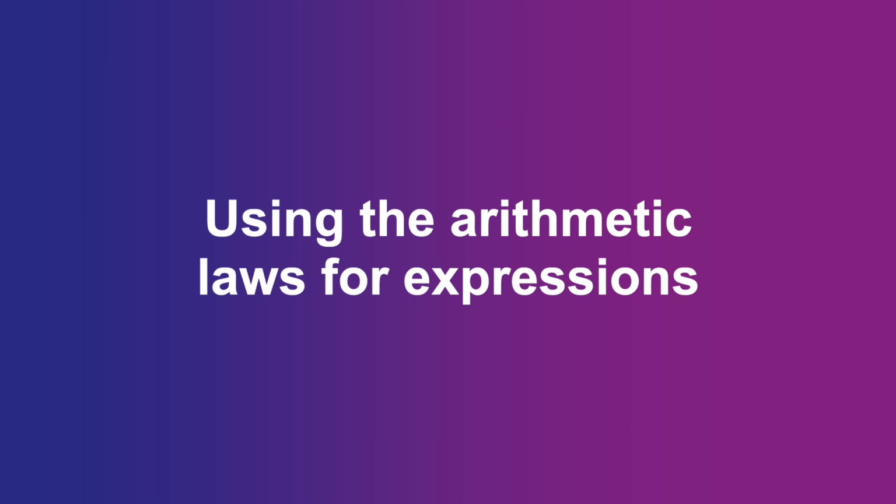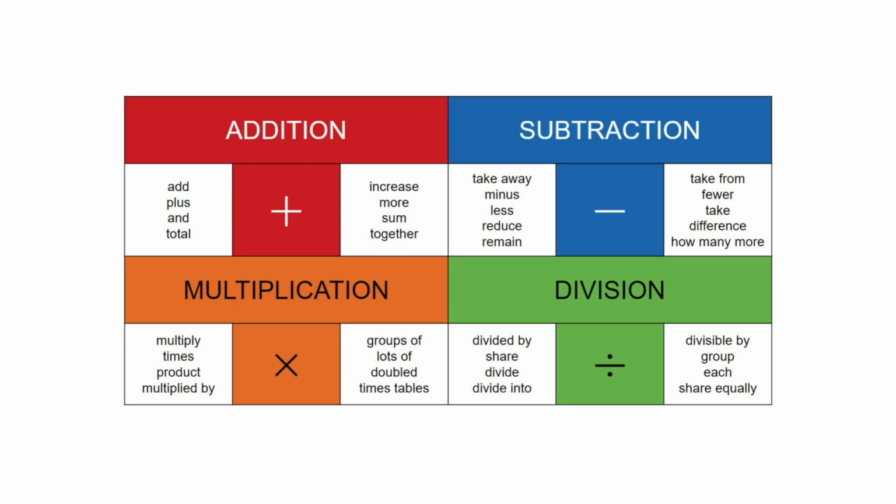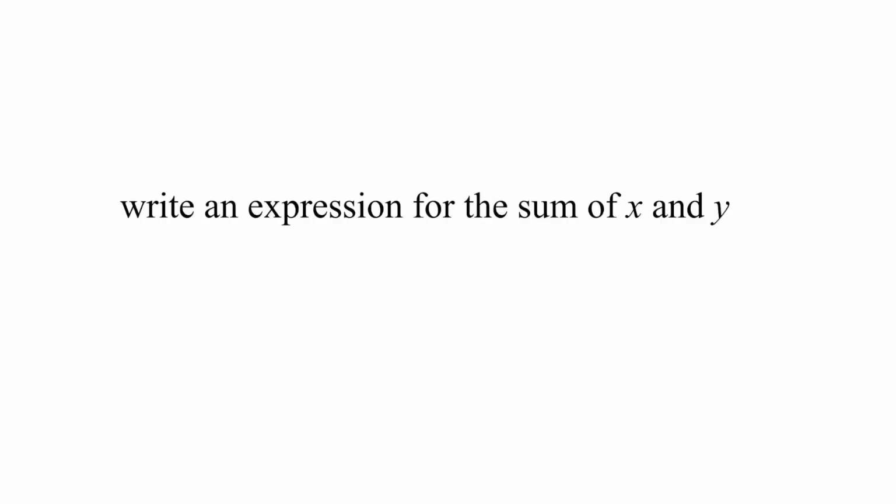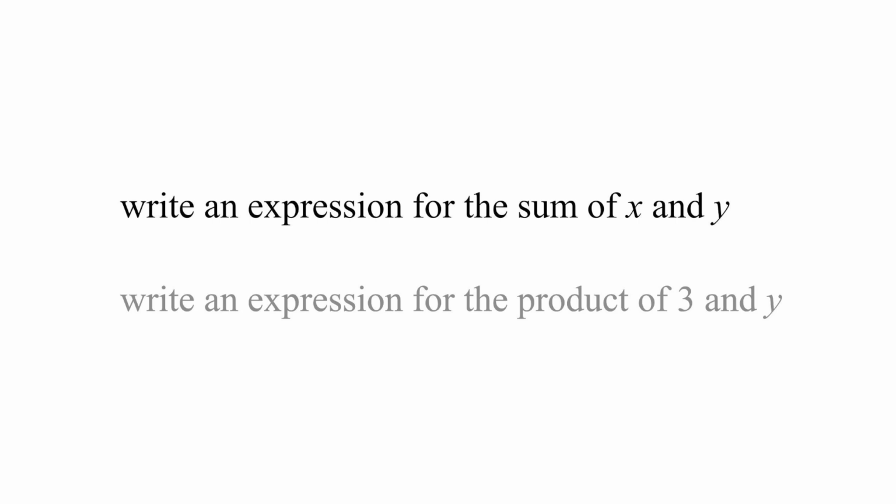Now, we will talk about using the arithmetic laws for expressions. We want students to create links between the arithmetic laws and algebraic expressions. A key step here is taking familiar worded expressions for operations with numbers and writing algebraic expressions with them. Mathematical literacy is a key skill here, and students need to develop fluency with using the vocabulary for the four operations. Model examples with students, such as write an expression for the sum of x and y. Write an expression for the product of 3 and y.